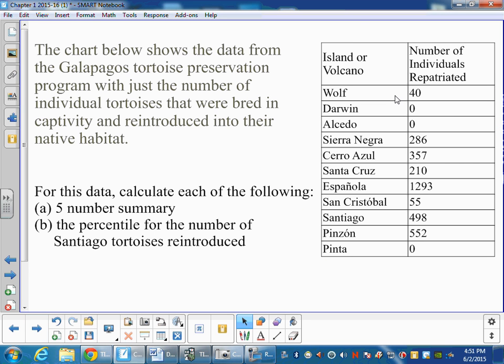Now, with this data set over here, I want you to find the 5-number summary and the percentile of the number of Santiago tortoises that were reintroduced. Good luck.